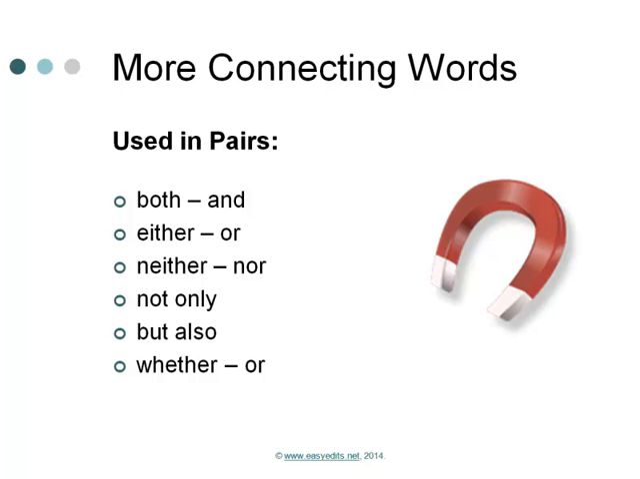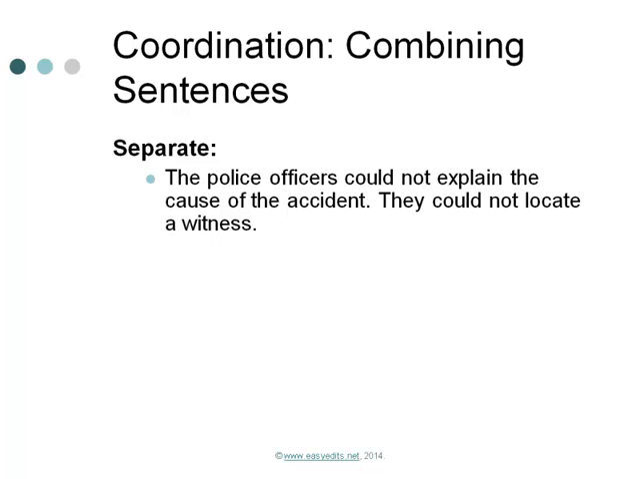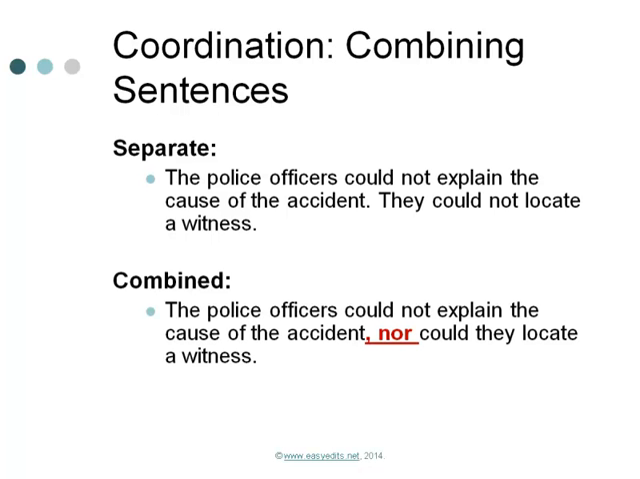As you can see, we have plenty of connecting words or conjunctions to create complex or more sophisticated sentences, and also to clearly show the relationship between the subject and the action within a sentence. Okay, take a look at this example. The police officers could not explain the cause of the accident. They could not locate a witness. It sounds like you should be able to combine these two ideas in one sentence, doesn't it? Okay, let's take a look at the combination. The police officers could not explain the cause of the accident, nor could they locate a witness. You want to make sure that you are choosing the best conjunction in order to combine ideas.